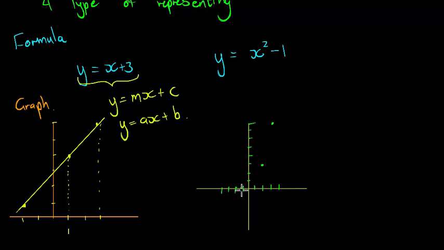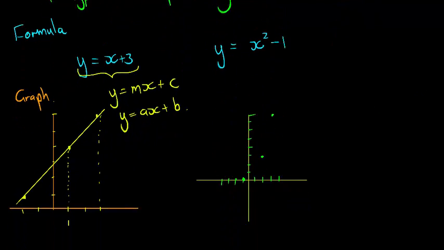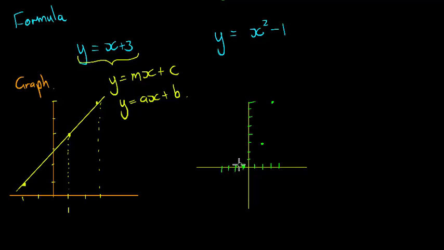When x was negative 1, y was 0. When x was negative 2, y was 3. And then if we were to draw this one, we would see, if we did all of the possible values, you can imagine, whether it's 2.5 or anything, we see it makes a shape like that.